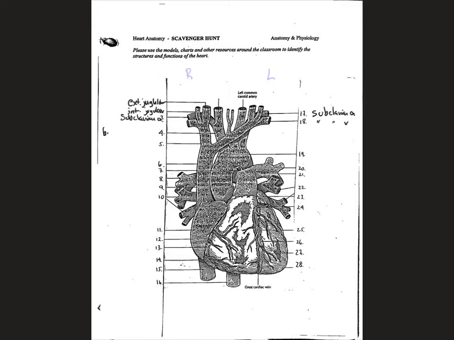Moving along, we have the brachiocephalic artery and the brachiocephalic vein on that side. Brachiocephalic: brachium referring to arm, and cephalus meaning head. 19 is the aorta, a large structure in the heart.